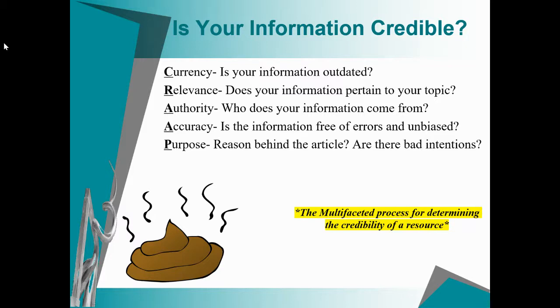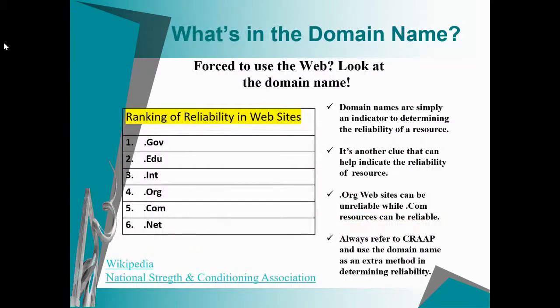And last but not least, the purpose. You don't want biased articles. If you're doing something related to politics, are you going to use a website called ilovedonaldtrump.com? I don't think so. If you're doing something related to gun control, are you going to use something that's politically biased? You don't want to do that. If you're doing something related to the legalization of marijuana, are you going to use a company that sells marijuana and makes millions of dollars off of it? Probably not. So you want unbiased sources. Remember this CRAAP test, guys. It's the multifaceted process for determining the credibility of a resource: currency, relevance, authority, accuracy, and purpose.